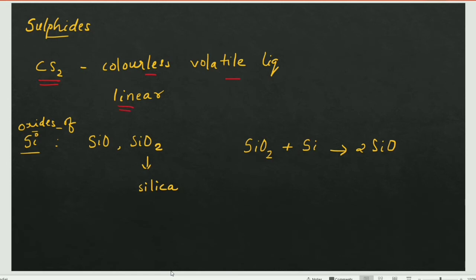Then oxides of silicon. Oxides of silicon means SiO and SiO2. SiO2 is also known as silica, and silica is very important. SiO2 plus Si gives 2SiO. Just remember this reaction: SiO2 plus Si gives 2SiO.